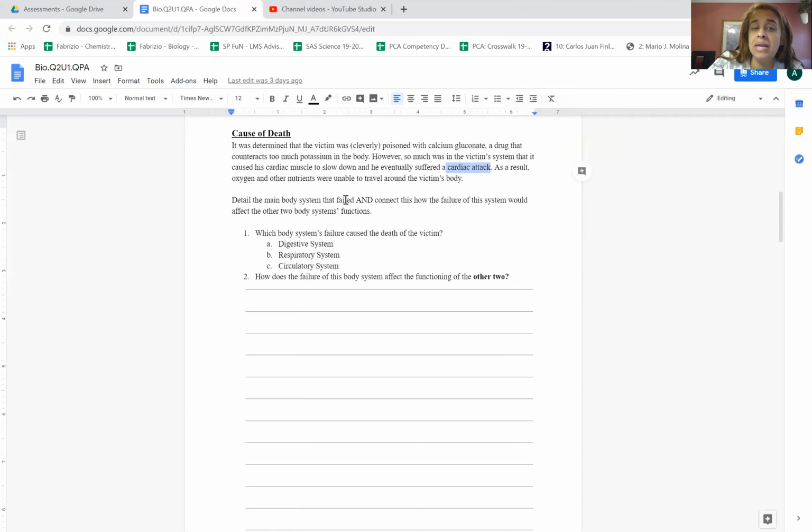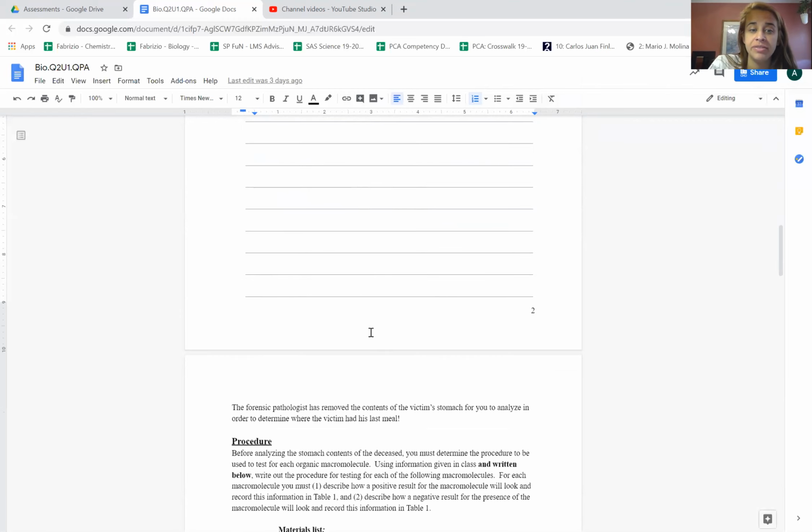So determine the main body system that failed and connect this to how the failure of this system would affect the other 2. So we're talking about how our body systems are really interconnected. They really depend on each other. So tell me, 1, which body system is failing right here as a cause of this poison, and then how does this failure affect the other 2? Make sure you're reading all this. A lot of information is in just that short paragraph.